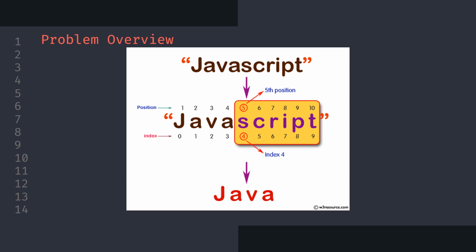We need to check whether script starts at index 4 in the string. If it does, we'll remove script and return the modified string. If not, we'll return the original string.